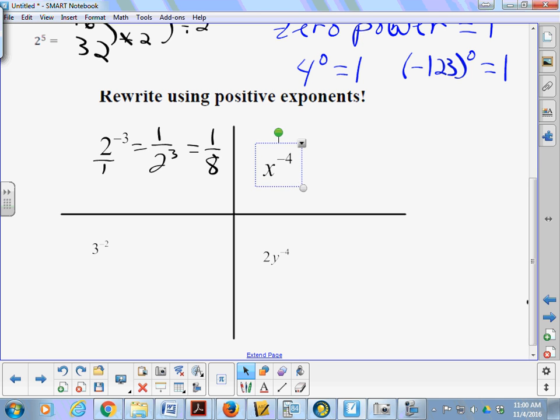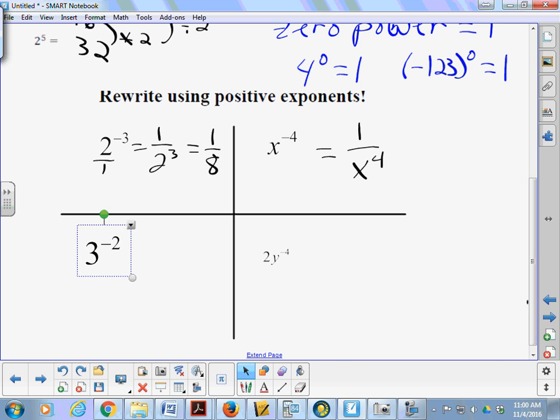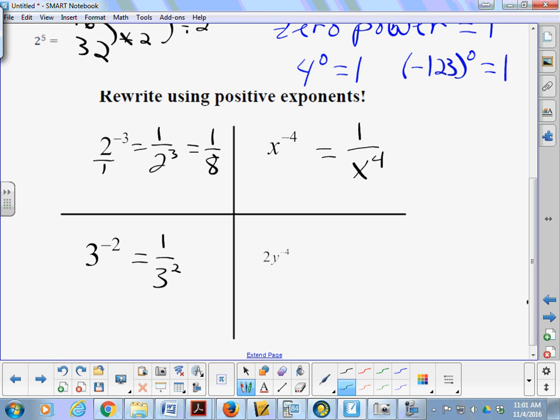X to the negative fourth. Right? Same thing. This becomes 1 over x to the fourth. All right, so we're just moving it to the denominator, changing the exponent to positive. All right, 3 to the negative second. 1 over 3 squared, which is 1 over 9.